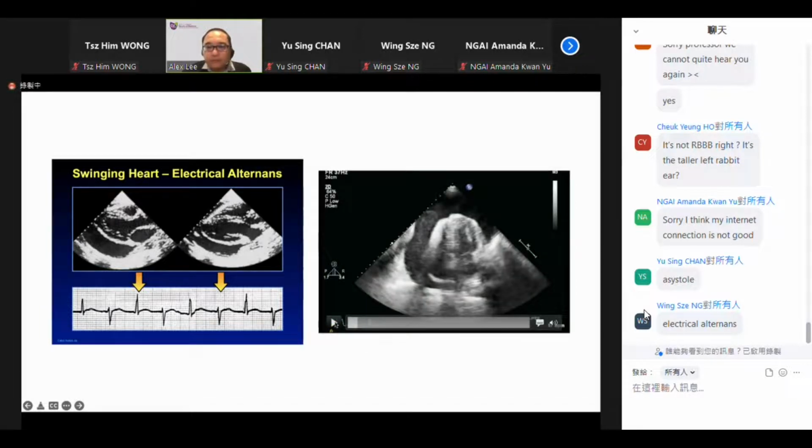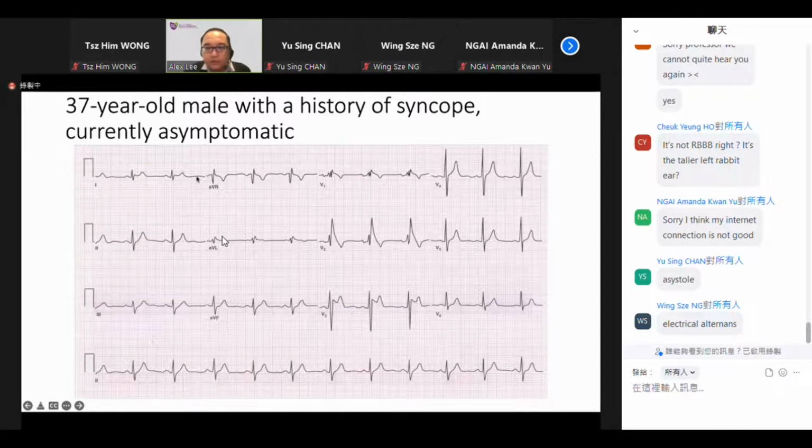So the heart swings in the pericardial cavity, and then it will change the axis amplitude or axis direction, and therefore on the ECG it will show that electrical alternans. Okay, very good. So this one is electrical alternans.